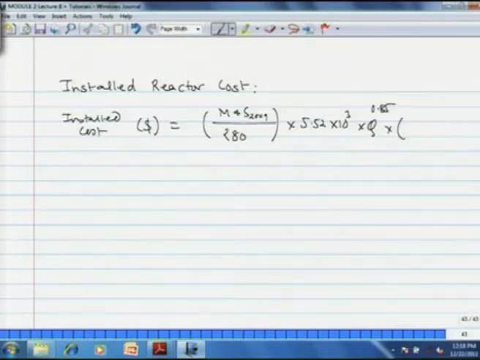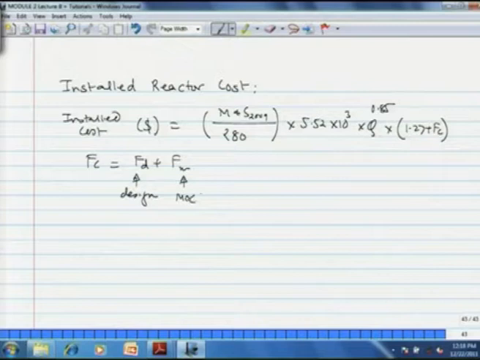The heat duty Q raised to 0.85 plus all the correction factors. FC, the correction factor, is the summation of the correction factor due to design, due to the material of construction, and the operating pressure. We have already been given the values, so we simply substitute to get the net correction factor: 1.17 plus 0.35 plus 0, that is 1.52.